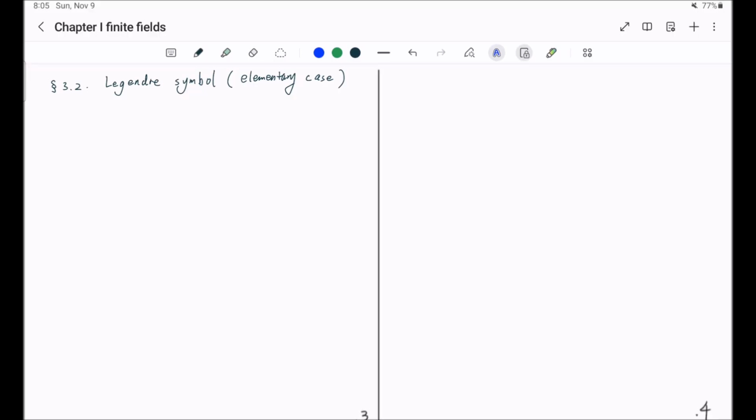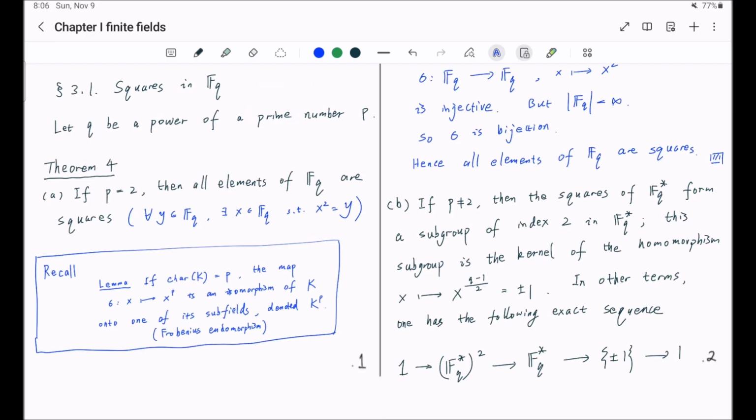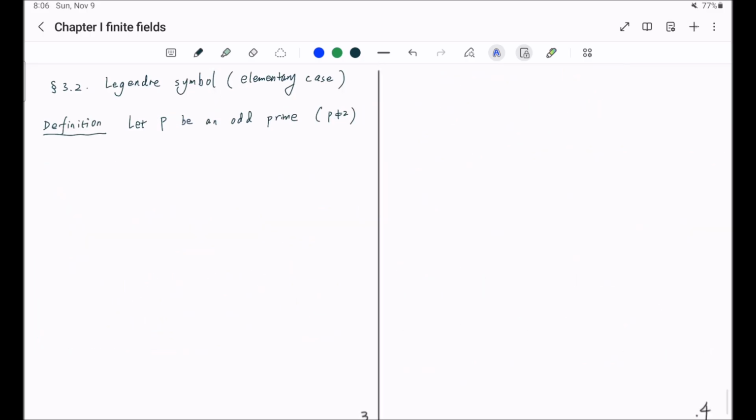In this section, we discuss the Legendre symbol. Let p be an odd prime, namely a prime number that is not equal to 2. From our theorem 4 above, we know that in this case, not all elements are squares. So we are interested to know what elements are squares in the field of characteristic p.